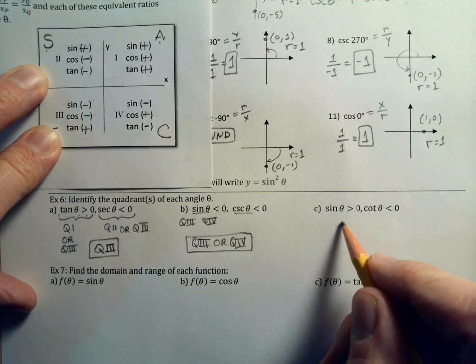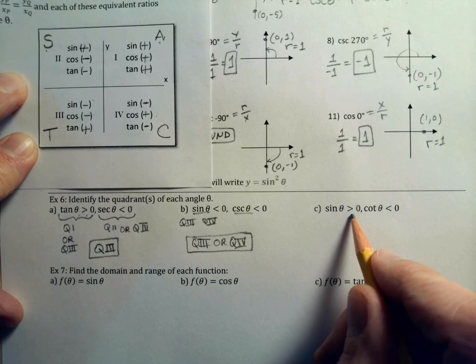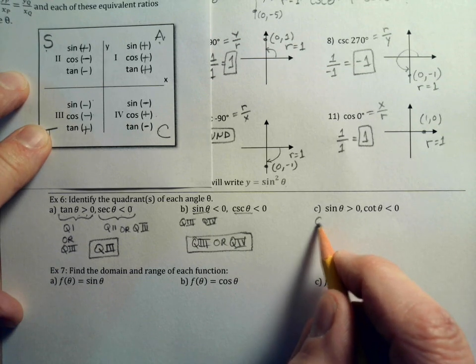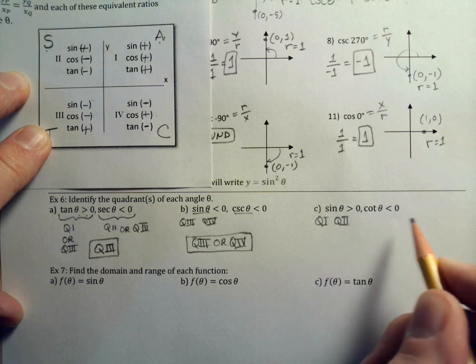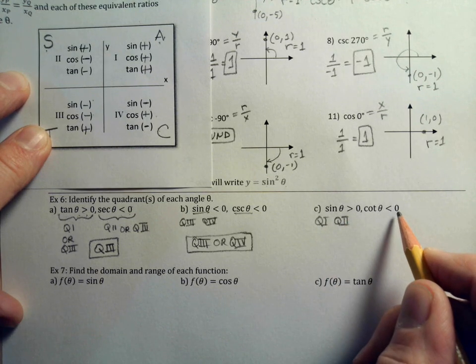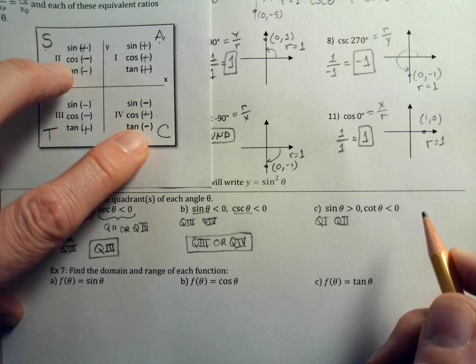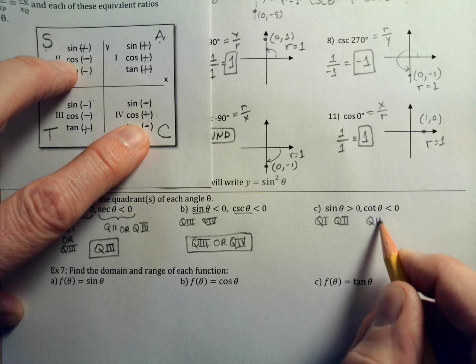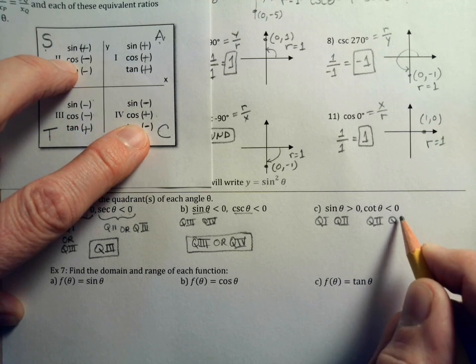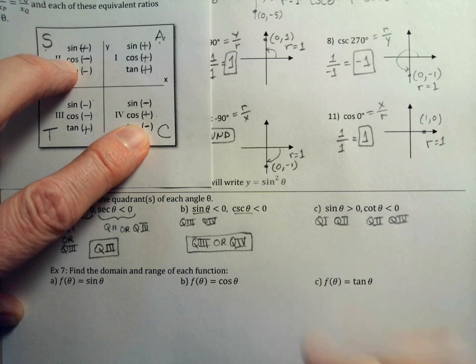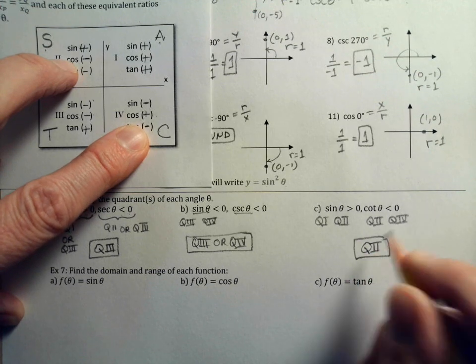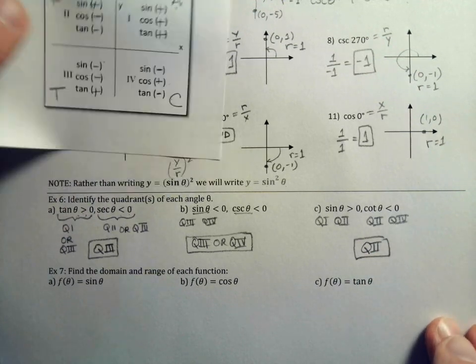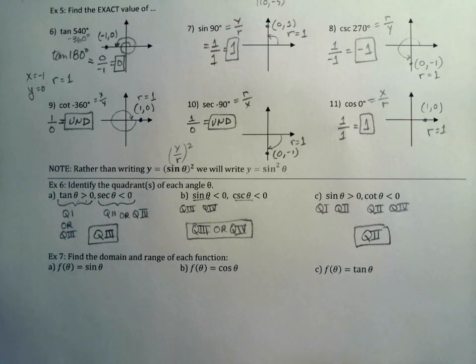All right, the next one. Sine is positive. So where is the sine positive? That's quadrant 1 and quadrant 2. Where's the cotangent negative? Cotangent is negative in quadrant 2 and quadrant 4. So where's the overlap? Quadrant 2. Okay.